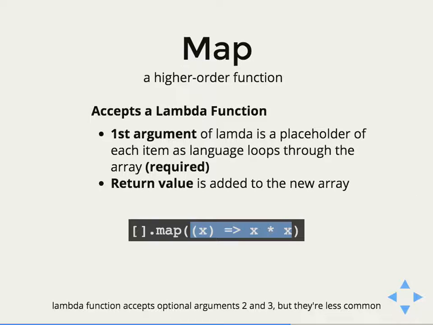Okay. Let's see where I'm at here. Okay, so did I explain that right? Yes. Okay. So the first argument is that lambda function, and basically map is looping through your array, calling that lambda function for each element in that array. And the return value of your function is what gets placed into the new array.